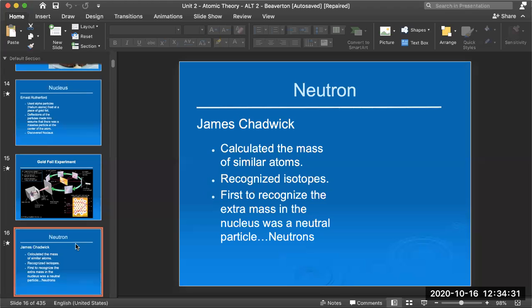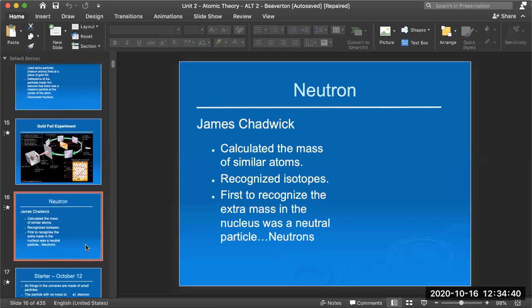And so from that, he realized that there was actually another particle. And so it's into the 1930s when we figure out that we've actually got 3 main particles in the atom. We have protons and neutrons in the nucleus, and we have electrons in some manner and form out and around the nucleus.